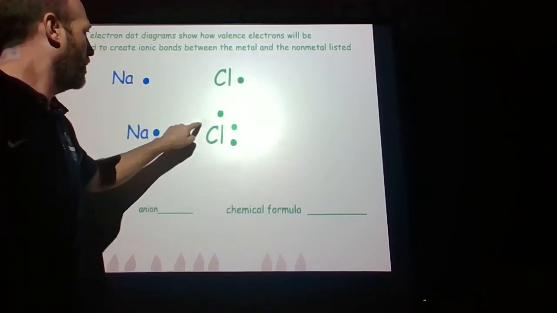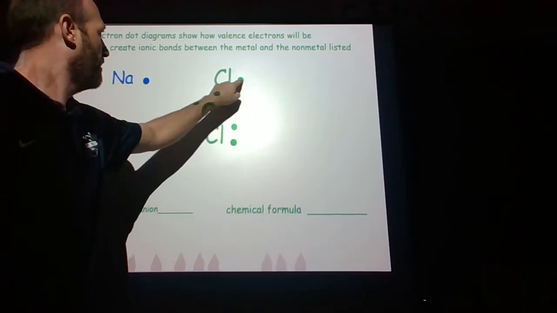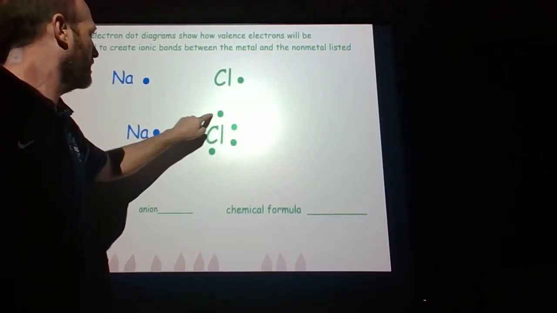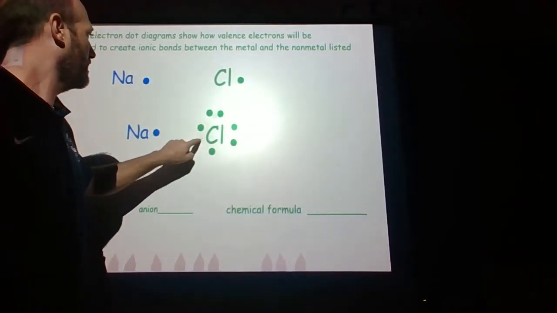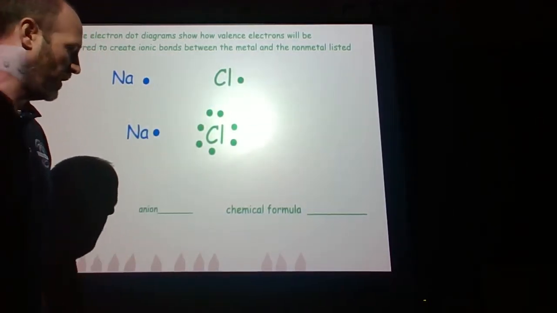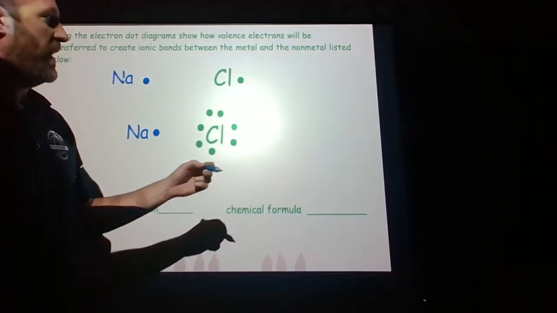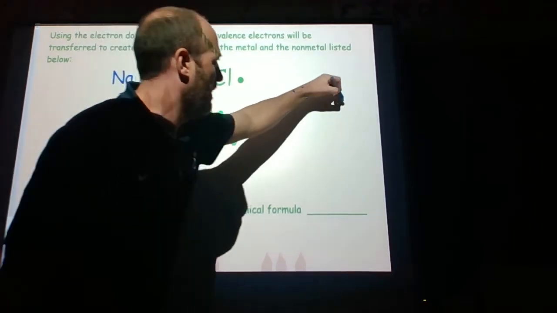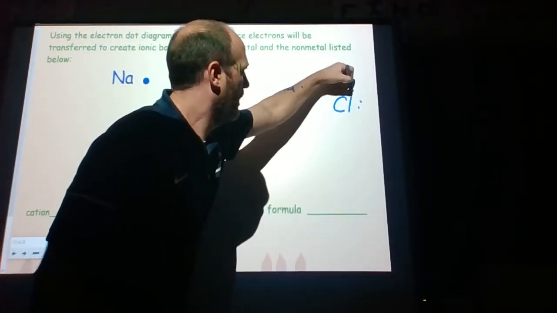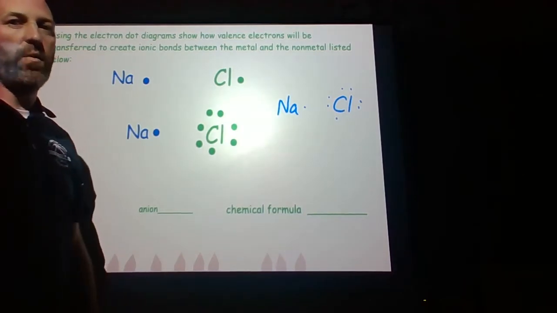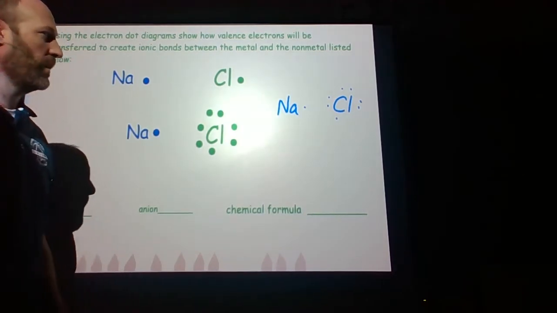So with this drag and drop feature, 3, 4, 5, 6, 7. So for those that like technology and doing all that, go for it. For those that don't, you can see it's a lot faster to just go Na, 1 dot, Cl, 7 dots. Either way, you're going to get the right answer, but I just wanted to show that.